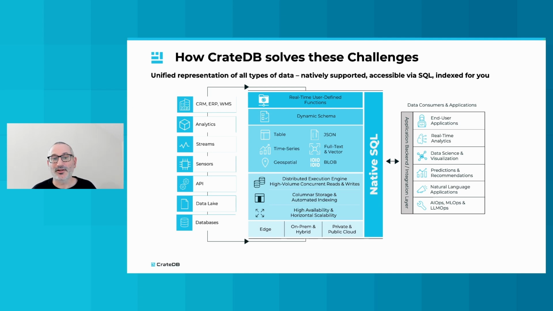And you can deploy CrateDB on the edge, so something like a Raspberry Pi, or in many, many places around your network. You can have a hybrid or on-premise solution, and you can have a public or private cloud. So we operate a cloud system that you can log into and provision a database on Azure or Google Cloud or AWS. And you can also go to those cloud marketplaces and find CrateDB there.